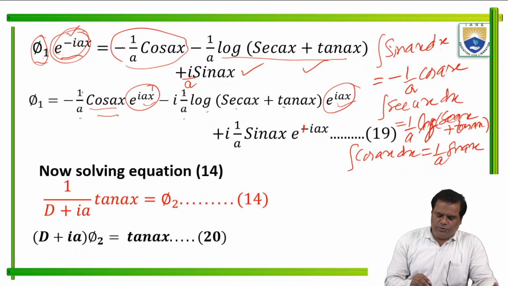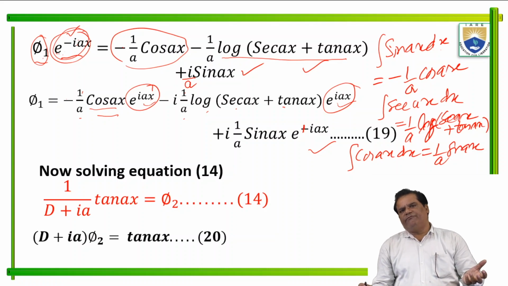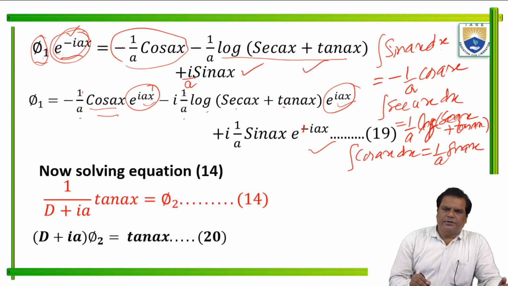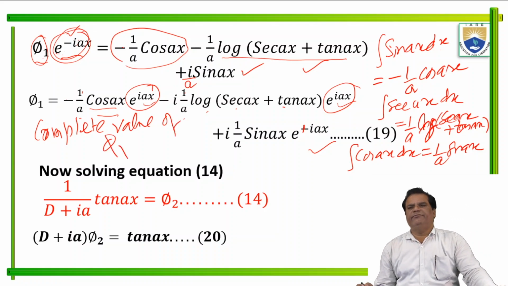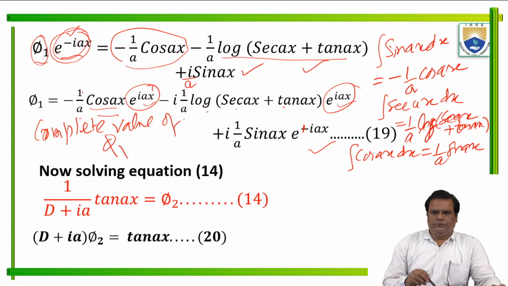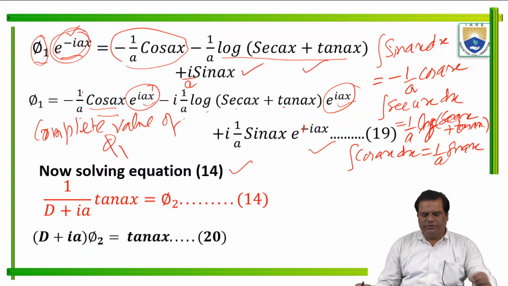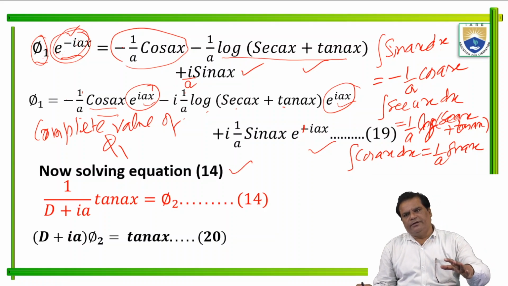Okay. So now this equation 19. This is the complete value of phi 1. We get this value of phi 1 here. Now solving equation 14. This is the solution of equation 30.